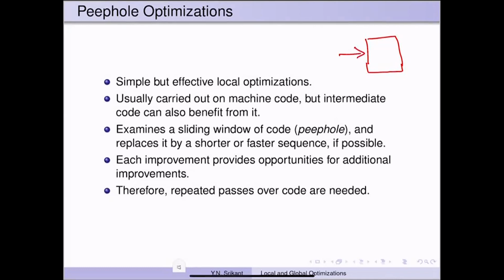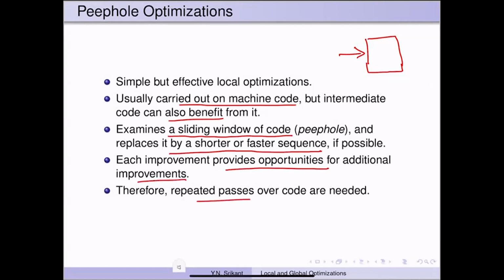My statement will be clear as we look at some of the simple examples in the following slides. They are usually carried out on machine code after the machine code is generated, but intermediate code can also benefit to some extent from it. It examines a sliding window of code, called the peephole, and replaces it by a shorter or faster sequence if possible. That is why it is called a peephole optimizer. Each improvement provides opportunities for additional improvement, so repeated passes are necessary.